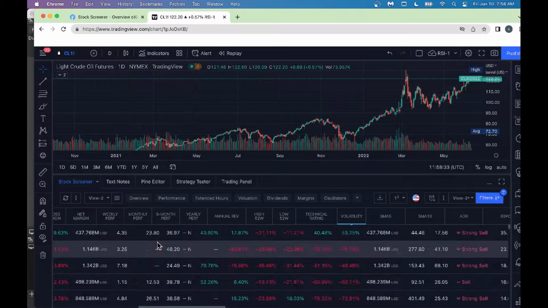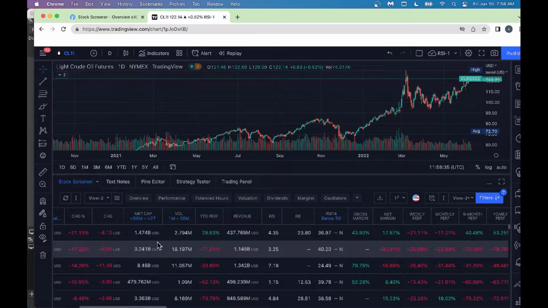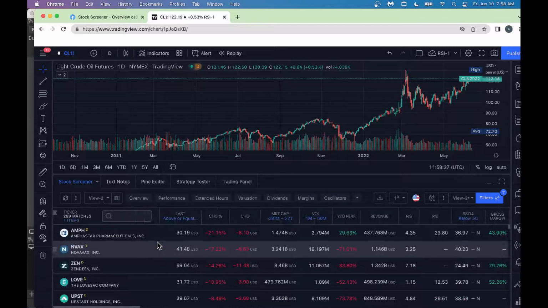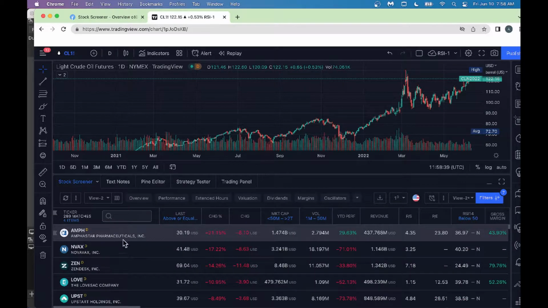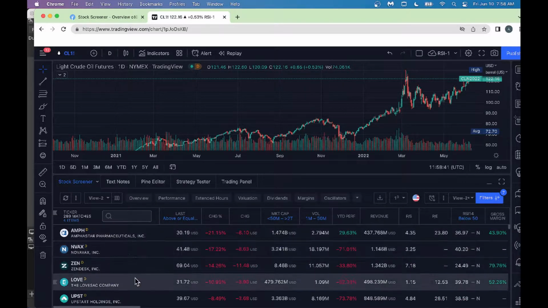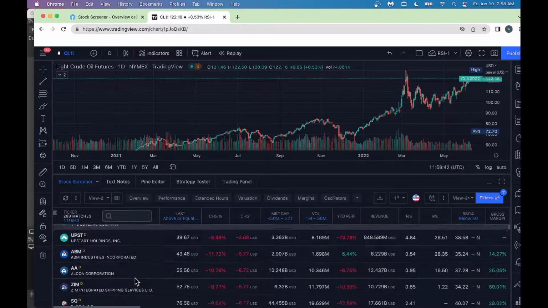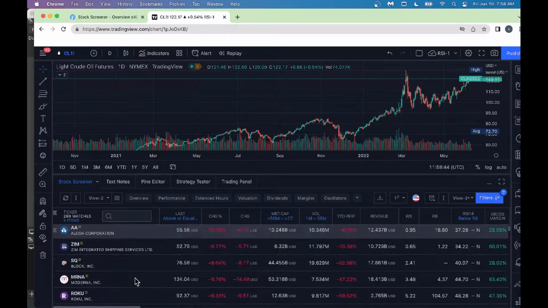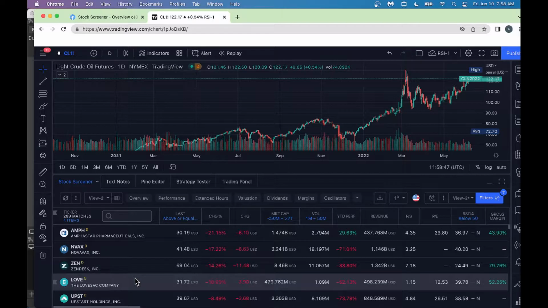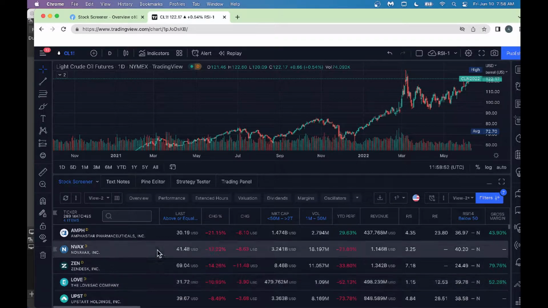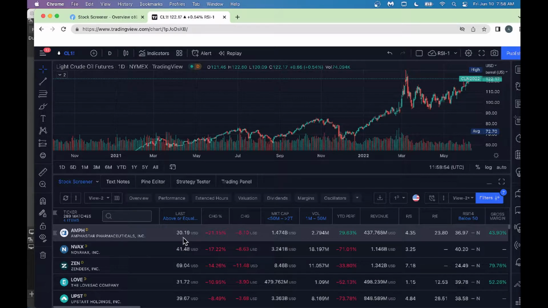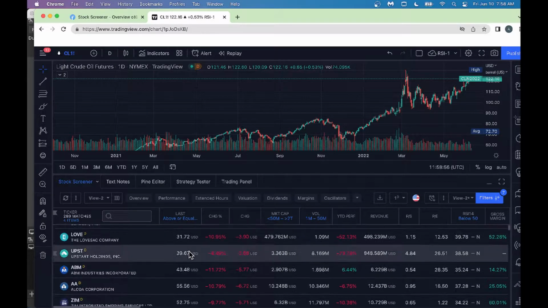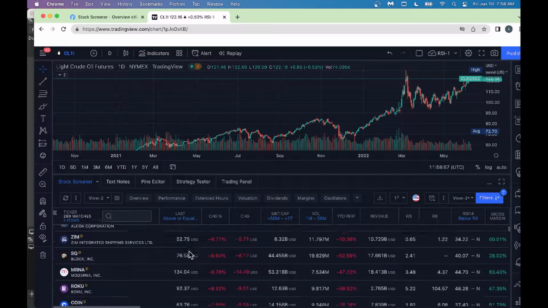It's the same list that we looked at, and let's look at these names here. Look, top of the list we got AMPH, then we got Novax, Zen, so on and so forth. So I would look at some great companies and try to sell some put options here. So as you see here, we got a $30 stock here, which is the AMPH, and then you got a few more: Upstart, ABM, and so on and so forth.